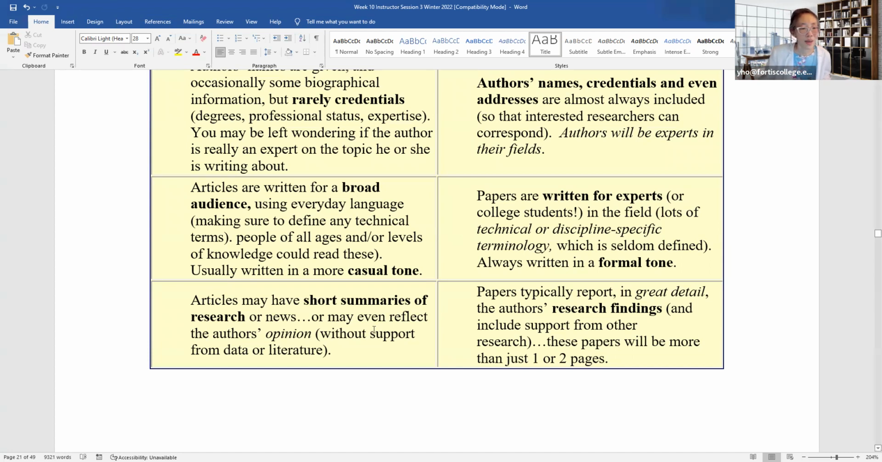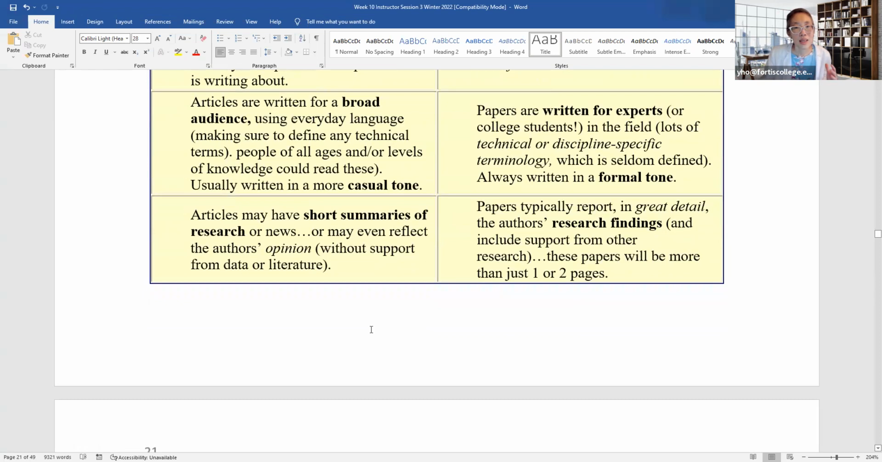And then here, articles may or may not have short summaries. In a newspaper, the headline is the summary. The first sentence is the summary. The five W's: who, what, where, when, how. You remember that? All of that has to be in the headline. So that would be the summary in your regular newspaper. And then in a scholarly source, your summary is your abstract.